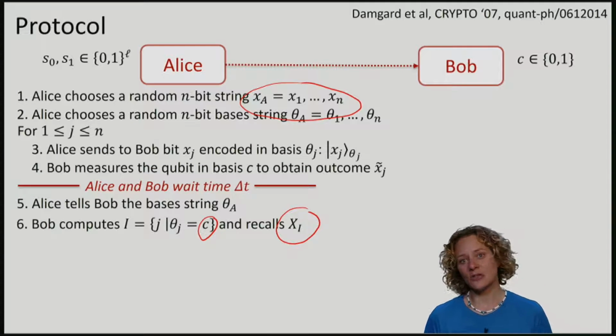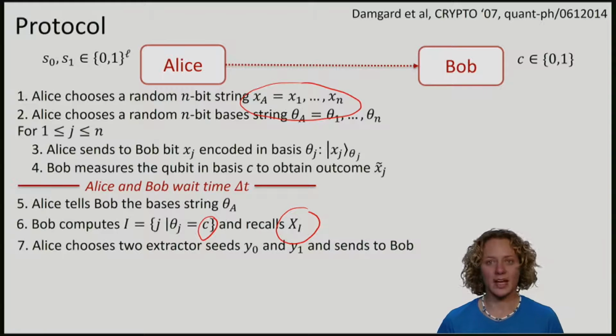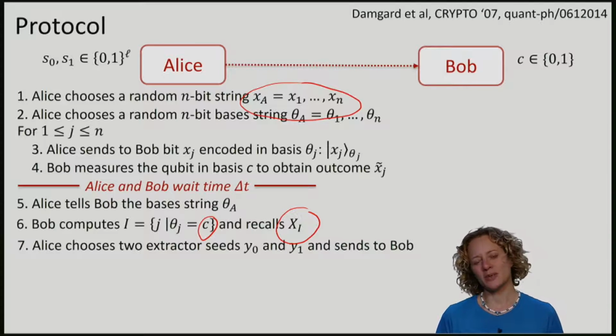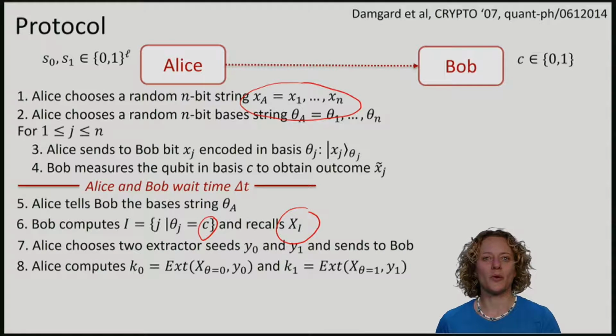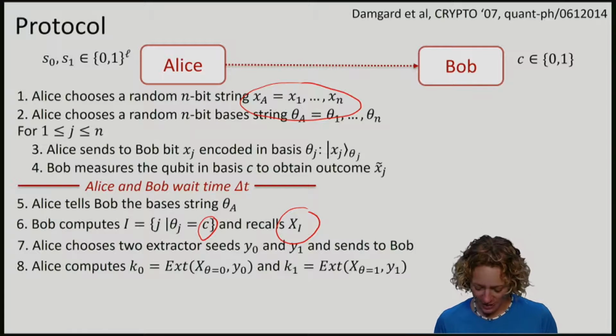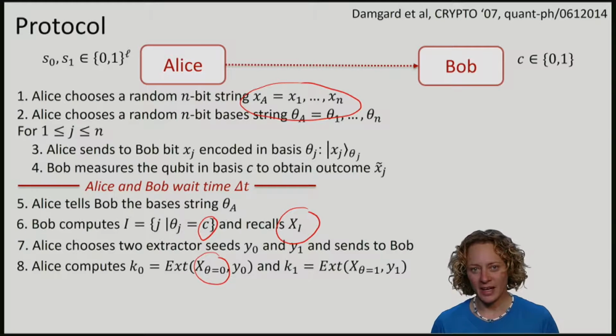Alice now chooses two independent extractor seeds, Y0 and Y1, and sends them to Bob. She computes a key, K0, applying the extractor function to all the bits of x where she measured in the standard basis. Similarly, she computes a key K1 by applying the extractor function to all the bits of x where she measured in the Hadamard basis. Here she uses the seed Y1.